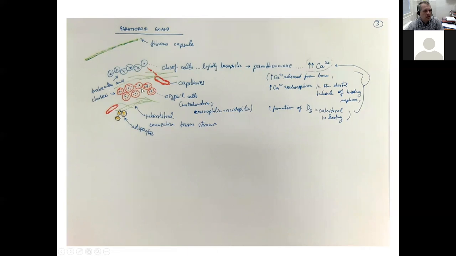There are other cells called oxyphil cells, which are eosinophilic or oxyphilic or acidophilic. It all means the same. And this color is caused by the presence of mitochondria. Among them there is interstitial connective tissue with capillaries and fat.